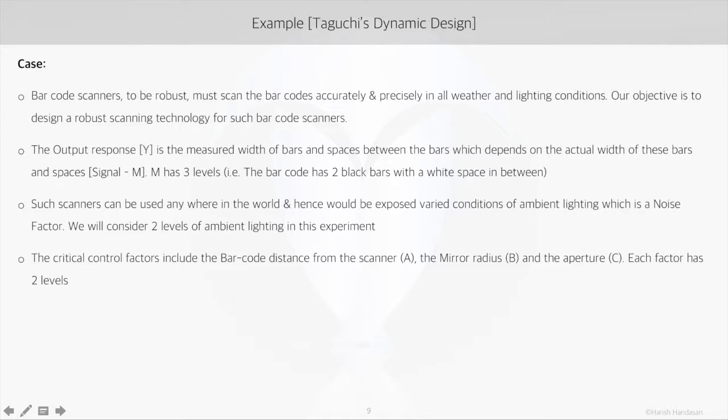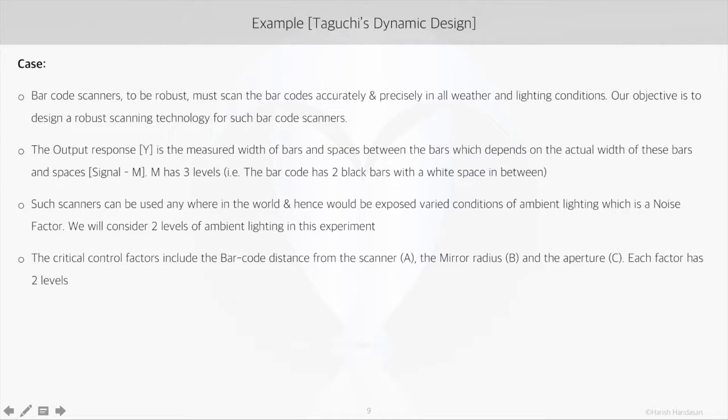This measured width will depend on the actual width of these bars and spaces. So in this case, the actual width becomes the signal or M, and the measured width becomes the output response Y. Let's assume that the signal has three levels, that is, the sample barcode has two black vertical bars of different width and a white space in between.